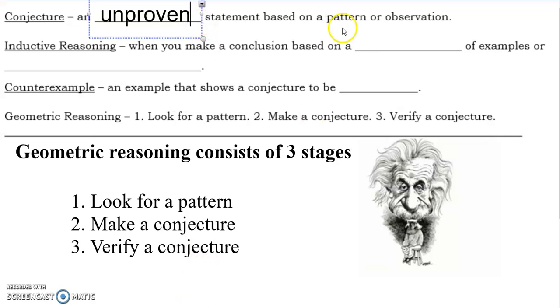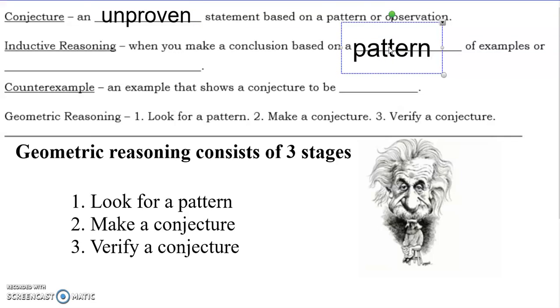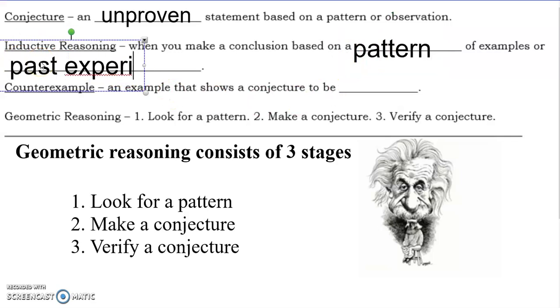So inductive reasoning, like we said on the previous slide, is when you make a conclusion based on a pattern of examples or past experiences. Okay, so in order to prove a conjecture false, we just need to find one counterexample. And a counterexample is an example that shows a conjecture to be false.